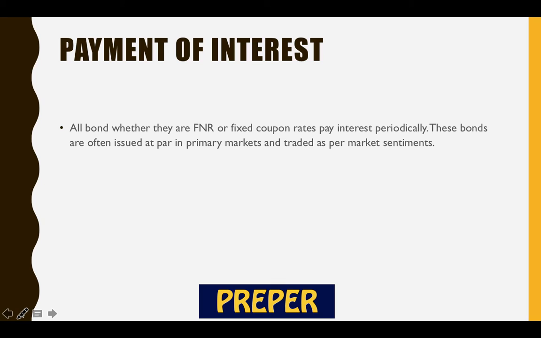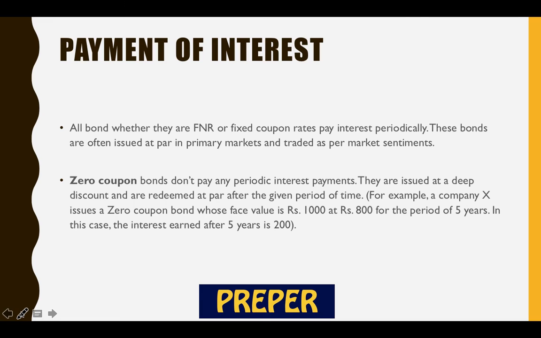Now, payment of interest. A bond, whether it is an FRN or fixed coupon, pays interest periodically. We have seen that these bonds are often issued at par in the primary market and traded as per the market sentiments. Traded as per market sentiment means that the market interest rate may go up or down, and hence the price of the bond in the secondary market might also go up and down. We will discuss more about it in coming videos.